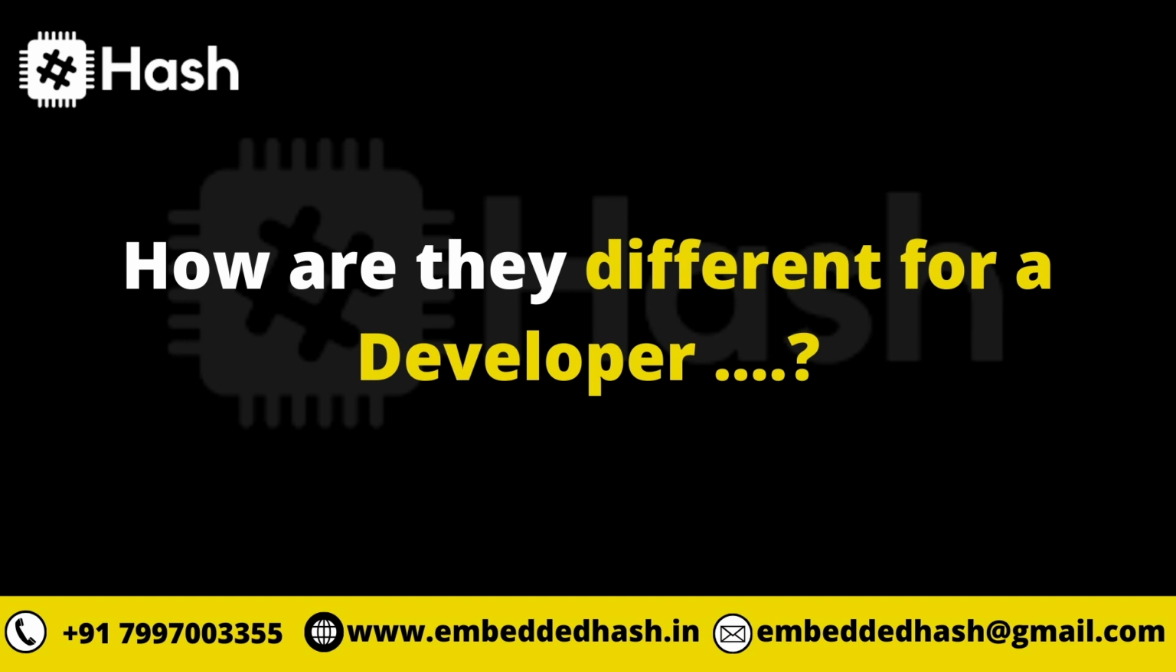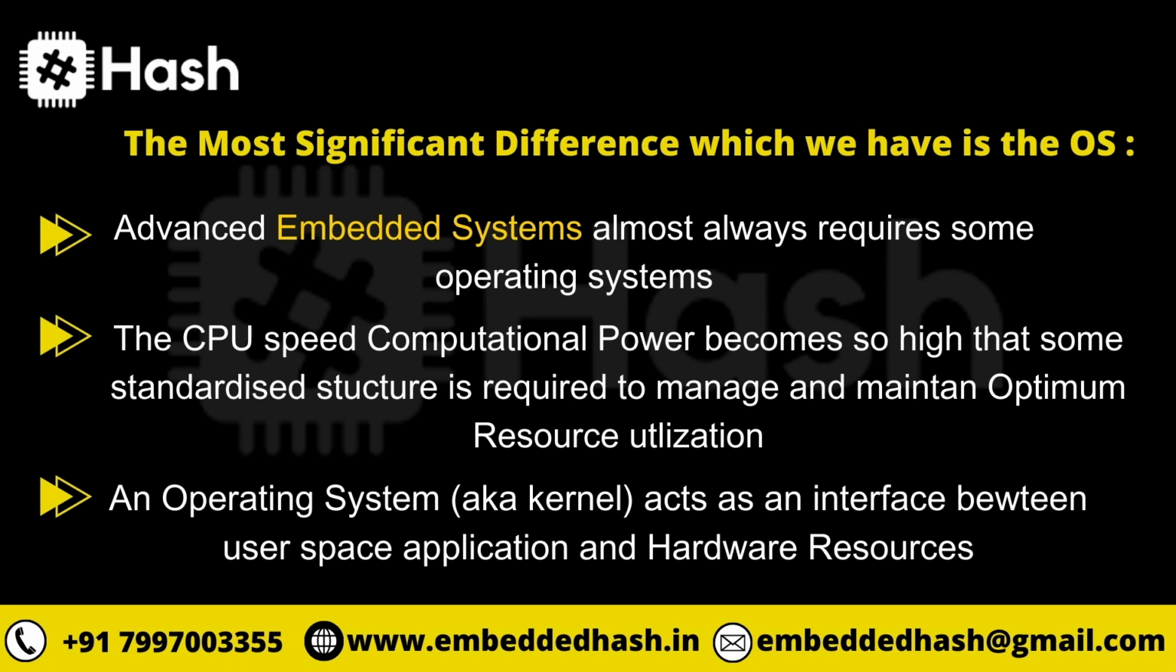How is it different for us as developers? What is the significance? What difference does it make whether it is a basic embedded system or an advanced embedded system? How is it different from a developer's point of view? So from a developer's point of view, the most significant difference which we see is the presence of an operating system. Because these hardwares, which we call advanced embedded systems, have so much computational power and they have the ability of running hundreds of instructions or hundreds of processes at the same time.